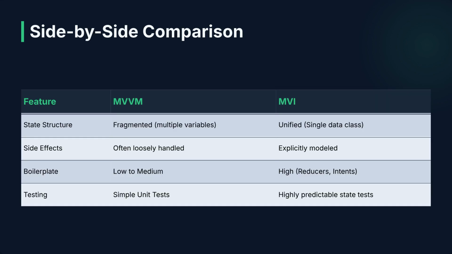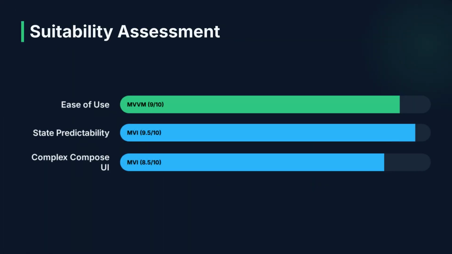Here is a side-by-side comparison. MVVM uses a fragmented state structure with simple unit tests. MVI provides a unified state structure and highly predictable state tests, but requires more boilerplate code, such as reducers and intents. When assessing suitability with Jetpack Compose, MVVM excels in ease of use.